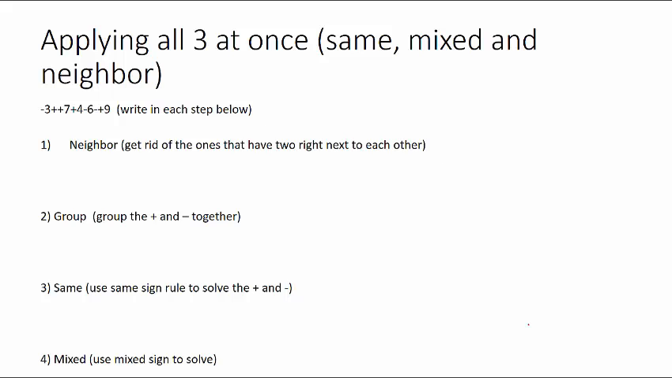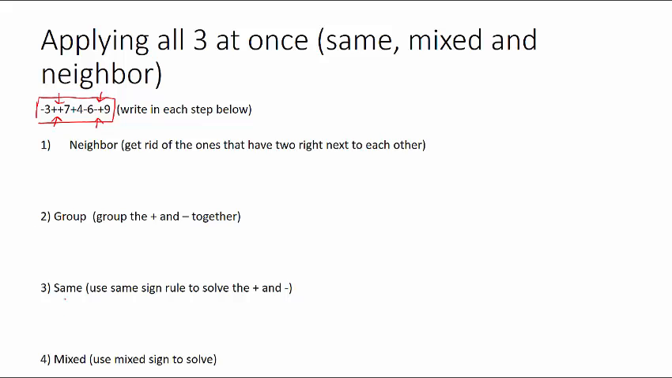Alright, so let's apply all three at once: same, mixed, and neighbor. If you're doing a problem like this, you're going to do the neighbor sign rule first. Get rid of any of the ones that have 2 signs right next to each other. I think that's kind of easy to remember because that just doesn't look right. So you want to get rid of all those double signs that you have.